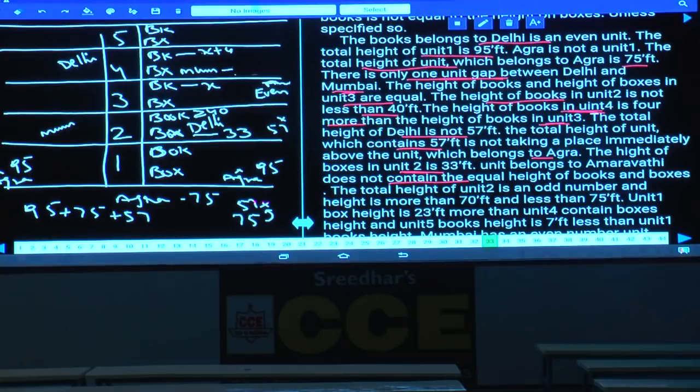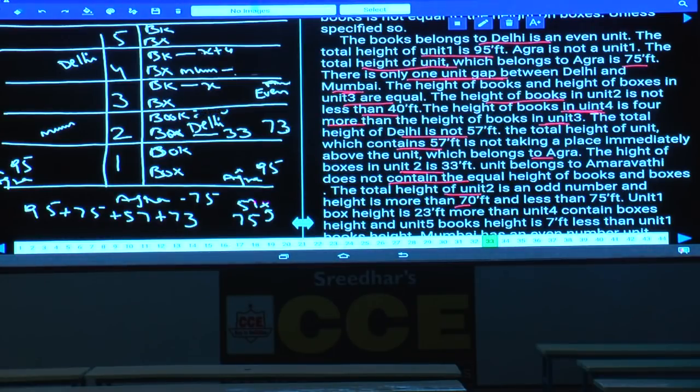And the total height of unit 2 is an odd number, and the height is more than 70 and less than 75. Now this unit 2 is greater than 70 and less than 75. Then tell me what is the number here? Greater than 70, less than 75, and it is an odd number. Then what is the value of this one? It must be 73. As it is 73, the total is 73. One more is also given. What is that one more here? 73 is also added to this one, isn't it? Now if it is 73, then what is the books here?